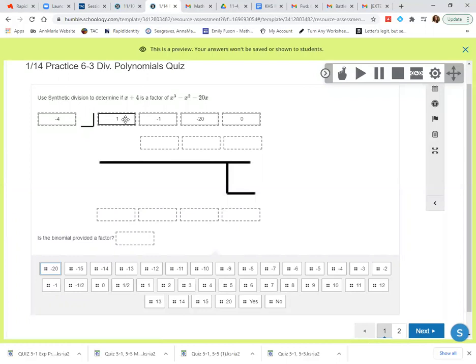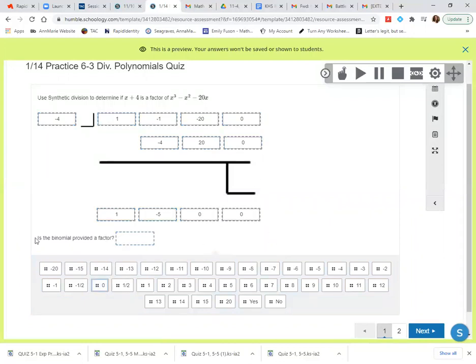Okay, and then again, I'm looking at my sheet of paper, or if you were to solve it on here directly, you drop down the 1. Negative 4 times 1 is negative 4. Negative 1 and negative 4 is negative 5. And then negative 4 times negative 5 is positive 20. And then negative 20 and 20 is 0. That's my 0. Okay, and then negative 4 times 0 is 0. 0 plus 0 is 0.